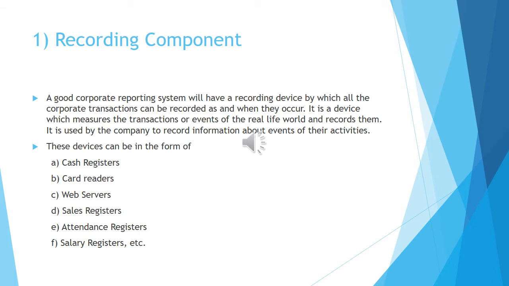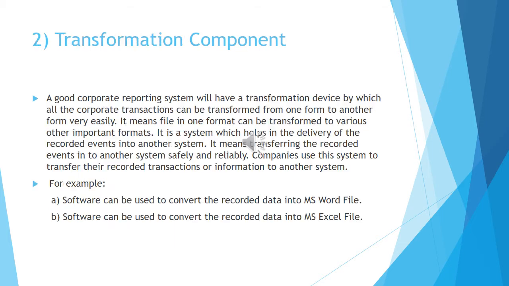First is recording component. A good corporate reporting system will have a recording device by which all the corporate transactions can be recorded as and when they occur. It is a device which measures the transactions or events of the real life world and records them. It is used by the company to record information about events of their activities. These devices can be in the form of cash registers, card readers, web servers, sales registers, attendance register or salary register.